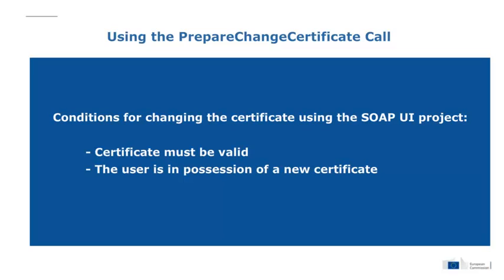In order to make a successful Prepare Change call to the SML, two conditions will need to be met. First and foremost, the user's certificate must still be valid. An expired certificate will not allow you to make a Prepare Change call. This is why it's important to initiate the Prepare Change before the expiration date of the certificate. The second condition that needs to be met is that the user would need to be in possession of a new certificate. This will be the certificate that the Prepare Change call will use to replace the existing certificate.